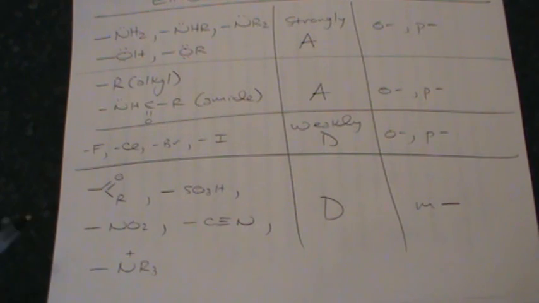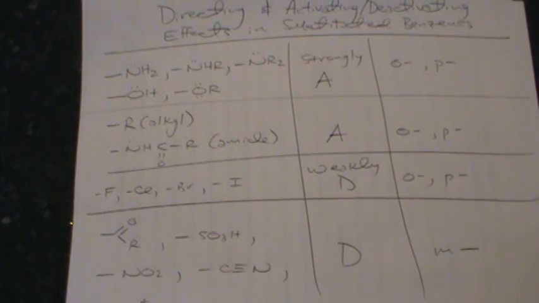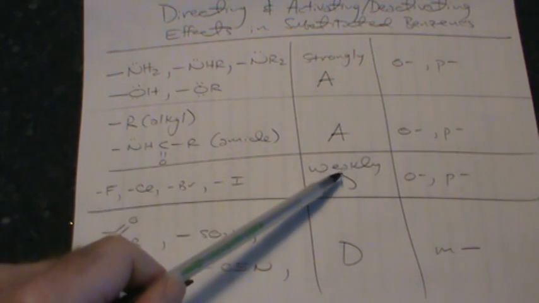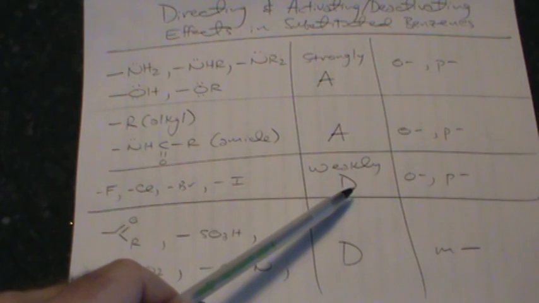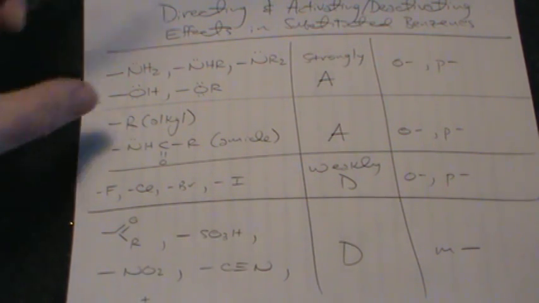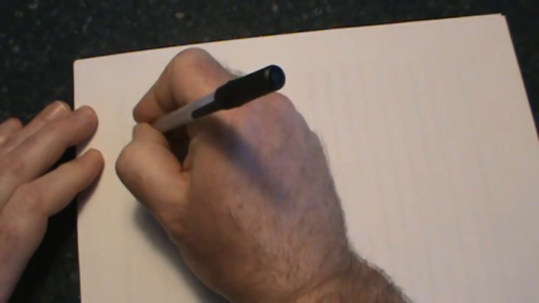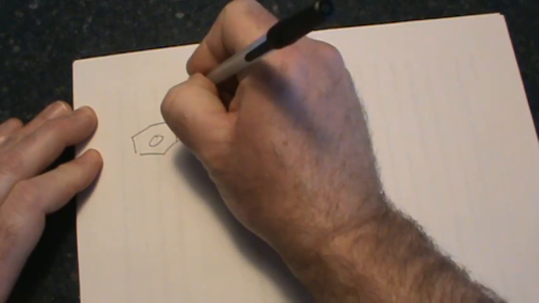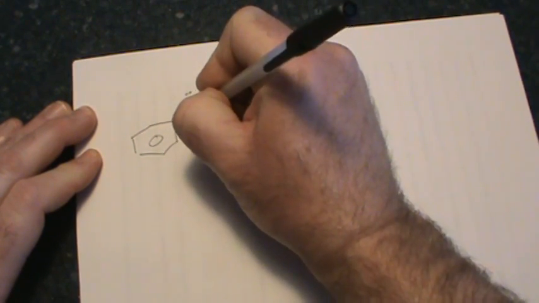And then there's the oddballs. The halogens are most definitely the oddballs. Fluorine, chlorine, bromine, iodine. They're actually weakly deactivating, for reasons we'll discuss in a minute, but nonetheless ortho-para directors. So let's start there. Let's talk a little bit more about the halogens and try to understand why it is that these things are true.